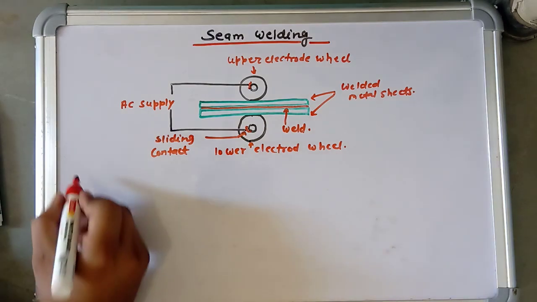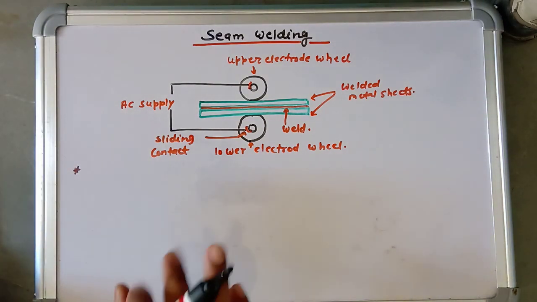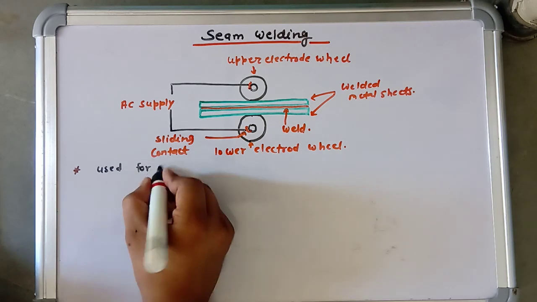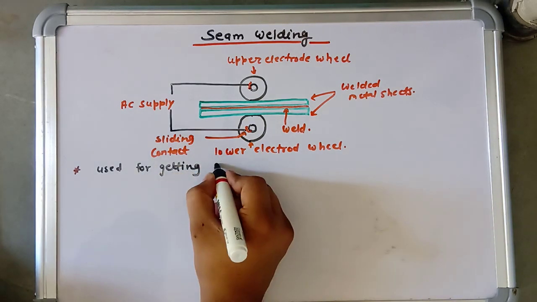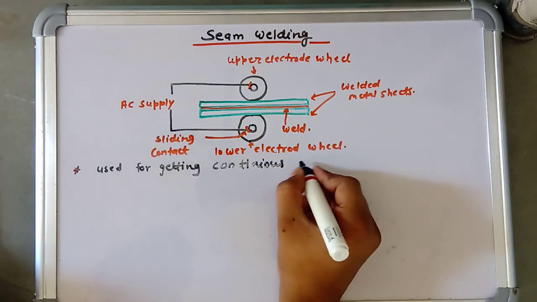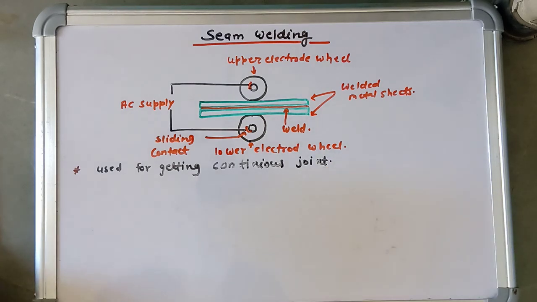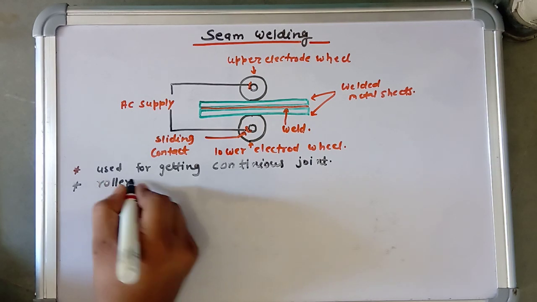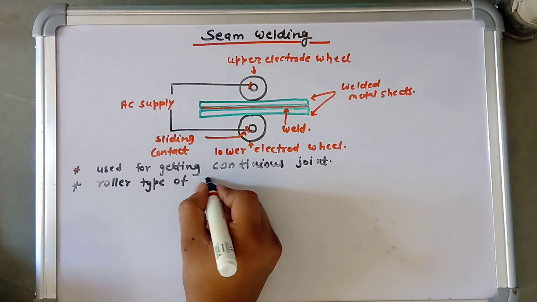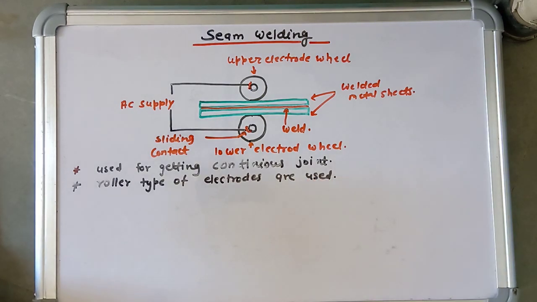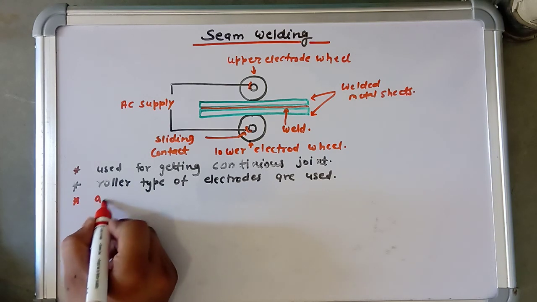Okay, so if we discuss its key point, seam welding is done in order to obtain a continuous joint. And here we use roller type electrodes. Now let's discuss its advantages and disadvantages.